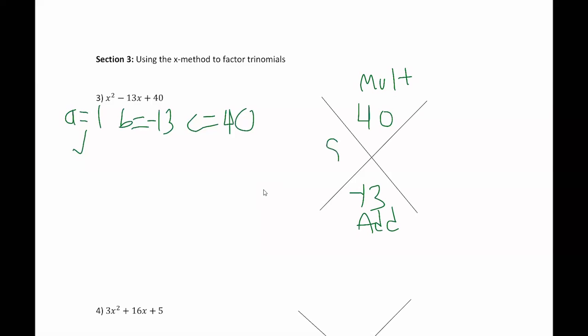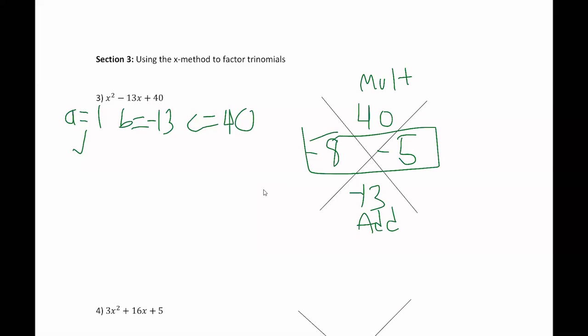Maybe just to help us with this, 8 times 5 is 40. Remember, there's two ways to multiply to 40, though. You can have two positives or you can have two negatives. So since we wanted to add up to negative 13, we would make both of these negatives. So negative 8 times negative 5 is positive 40, and it does also add up to negative 13.